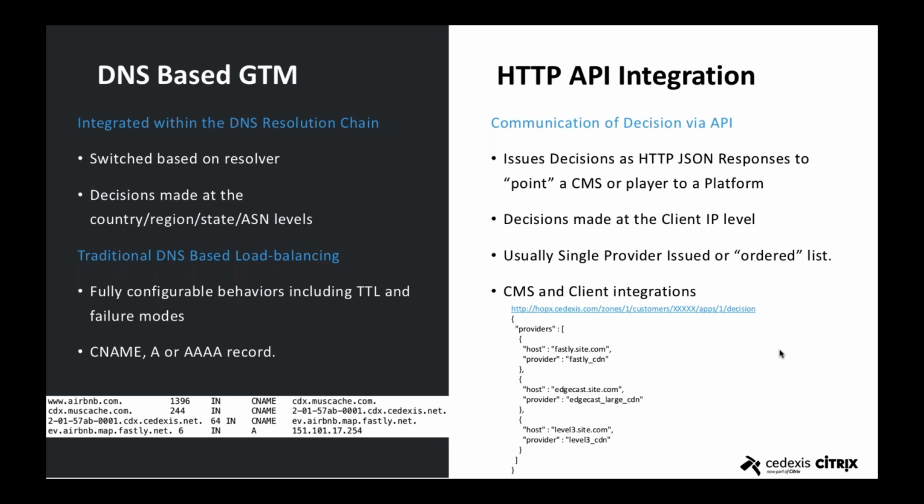We also have another way to integrate this load balancing through an HTTP API, which looks like, as you see, a JSON file we get with an ordered list of providers, which can be CDNs, clouds, or data centers. It's commonly used for video use cases where the player or the CMS triggers this request to know the best platform to get the video content from.